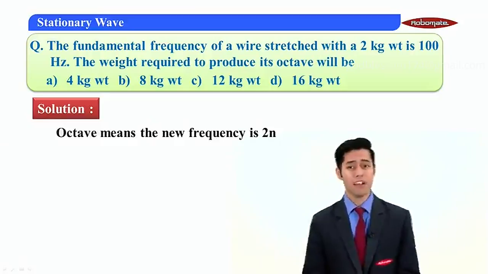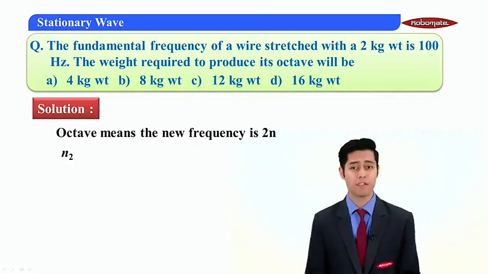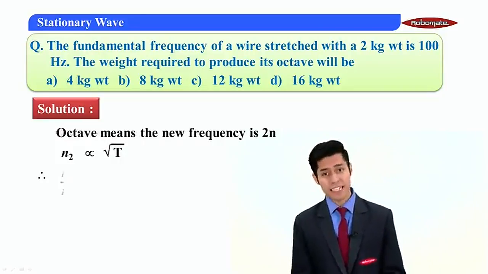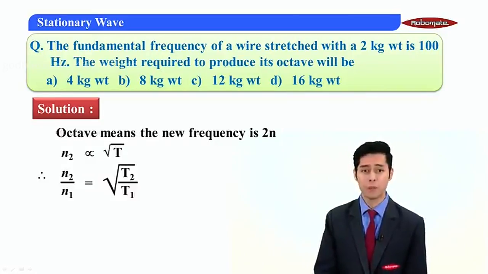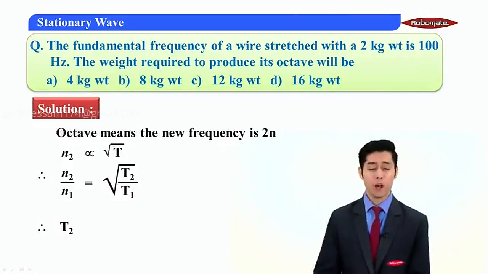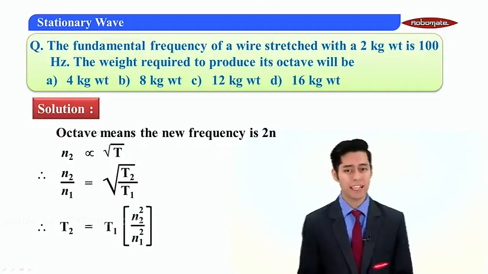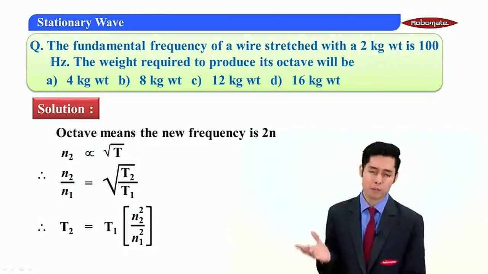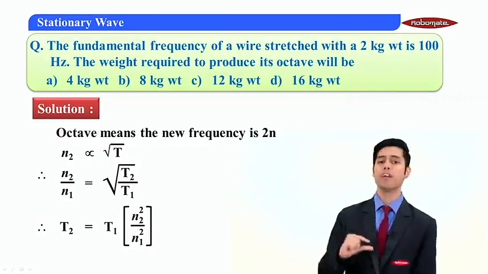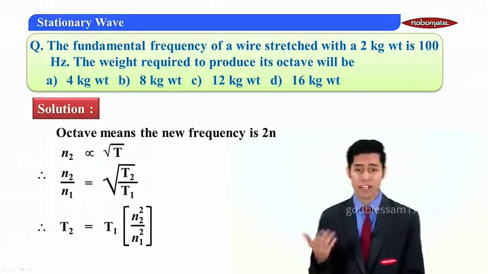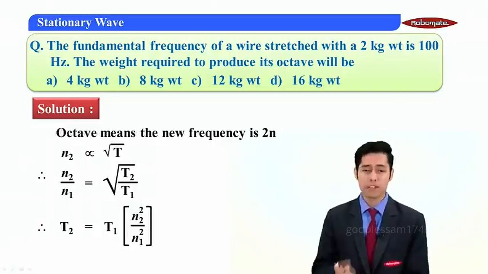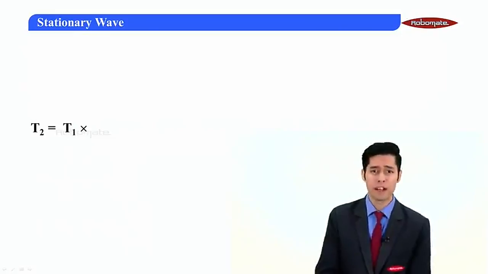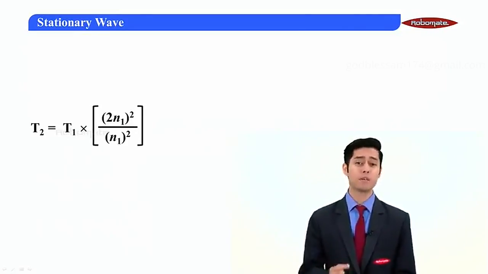To move ahead with the solution, we know that octave means twice the original frequency. Can I say frequency is directly proportional to square root of tension? So I can say that N2 by N1 is equal to under root of T2 by T1. So T2 will be equal to T1 multiplied by N2 square upon N1 square. We obtain this by squaring on both sides and taking T2 only on one side, because we need to find out the weight required in the second case; that is why T2 is our sole intention to find out. T2 is given by T1 multiplied by 2N1 square upon N1 square.